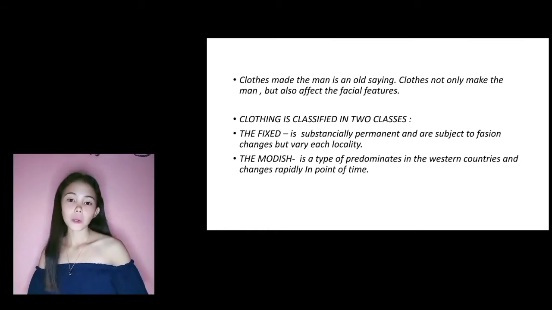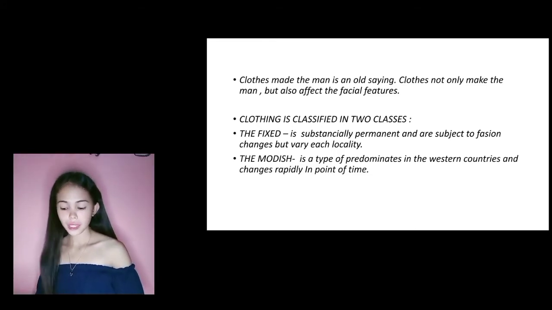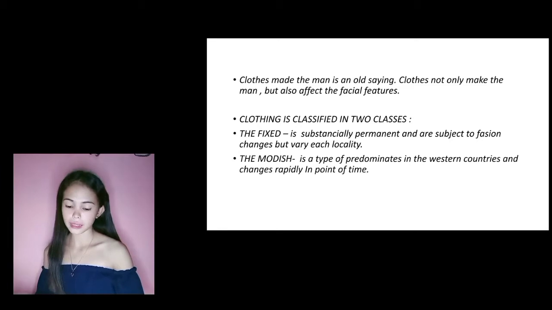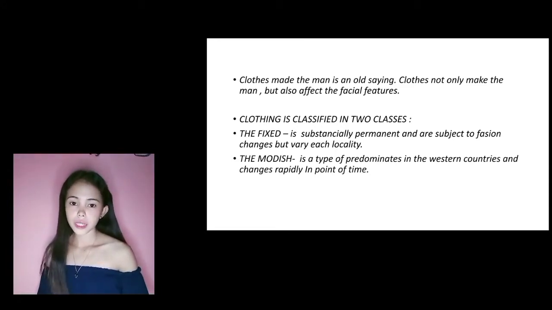Okay, so clothing is classified into two classes. The first one is the fixed. The fixed is substantially permanent and is subject to fashion changes, but it will vary with each locality. And the second one is the modish. The modish is a type that predominates in the Western countries and changes rapidly in point of time over the parts of the world which are subject to fashion changes.